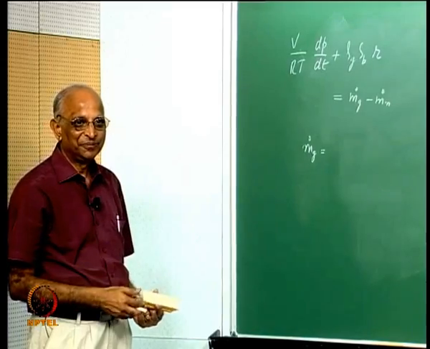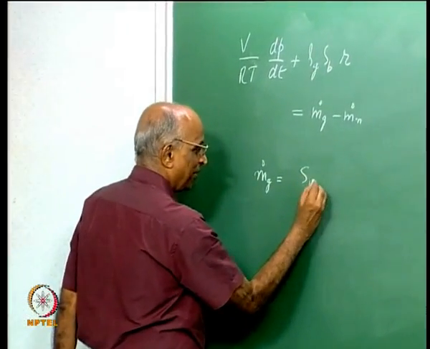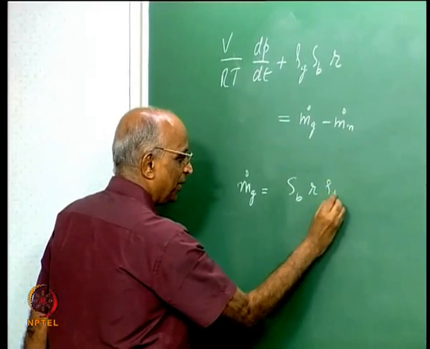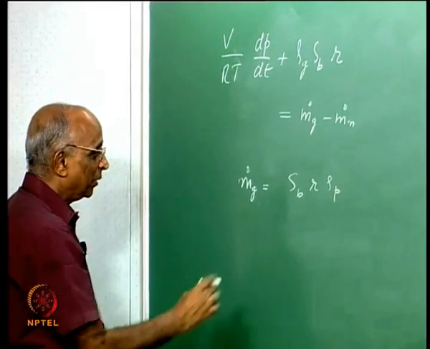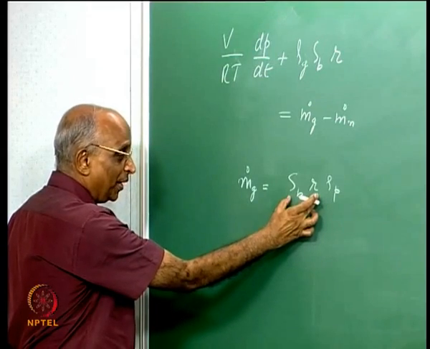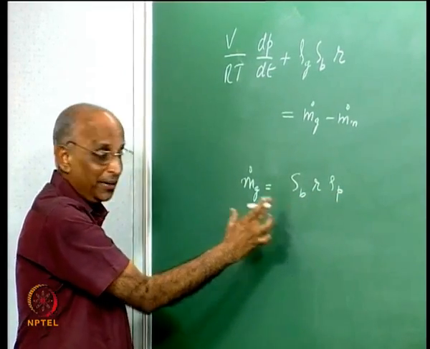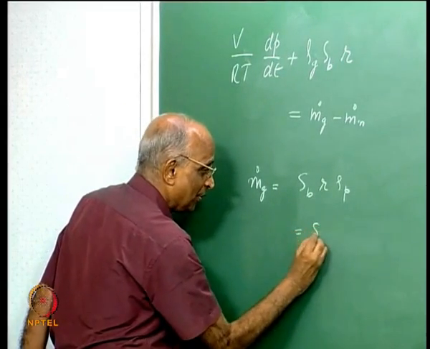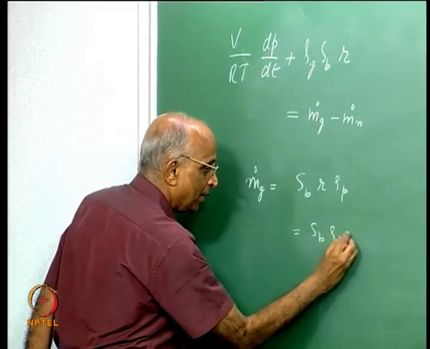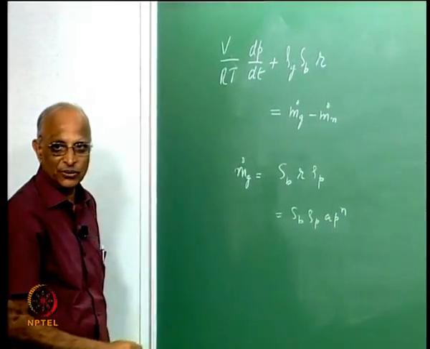Yes, burning surface area S_B into r into rho_p, because S_B into r tells what is the volumetric rate at which it is going, multiplied by the propellant density is the mass rate at which it is getting generated. Let us be very clear, which is equal to S_B rho_p into a P to the power n, where r is equal to a P to the power n, I use the law.